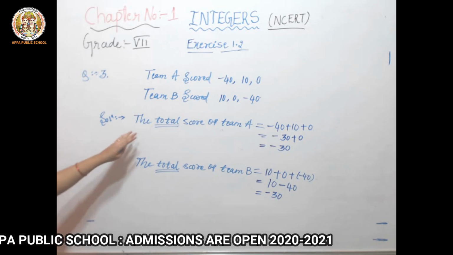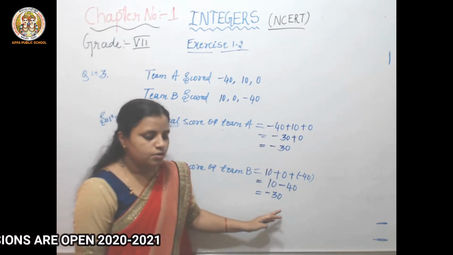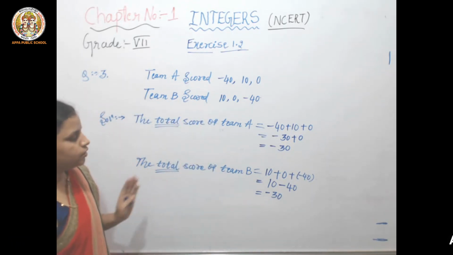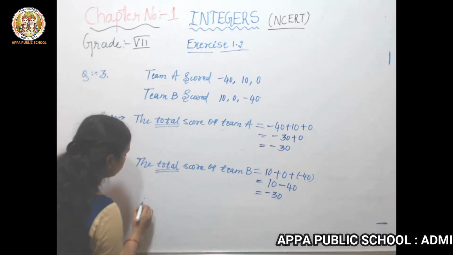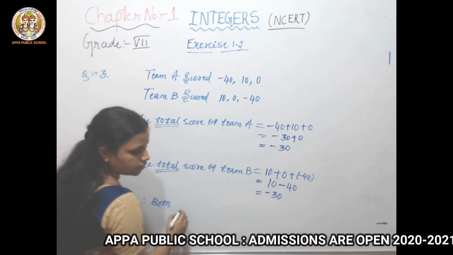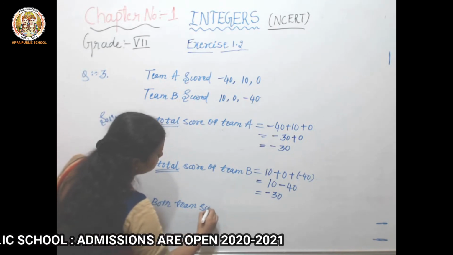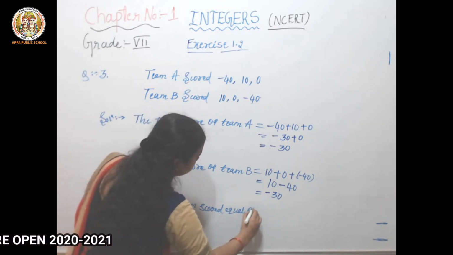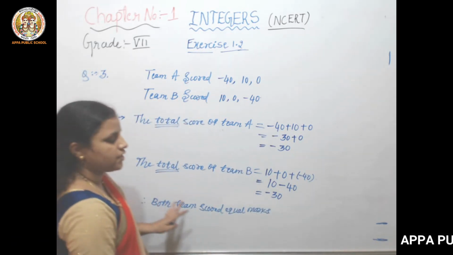See children, Team A scored minus 30, Team B also scored minus 30. Then which team scored more marks? Both teams have got the same score. So therefore you should write: therefore both teams scored equal marks. This is the first question.